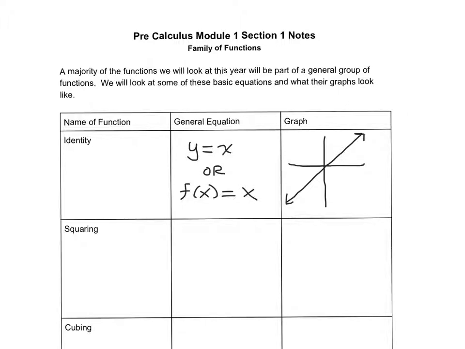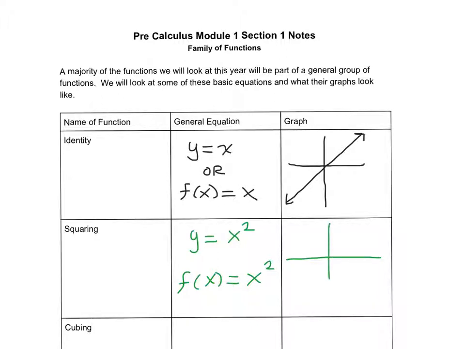The second type of basic equation we're going to look at is the squaring function. The squaring function will, of course, look like y equals x squared. So all the y values are the square of their x value, or f of x equals x squared. Now, just like the identity functions all look the same, for squaring functions, they all look the same as well.